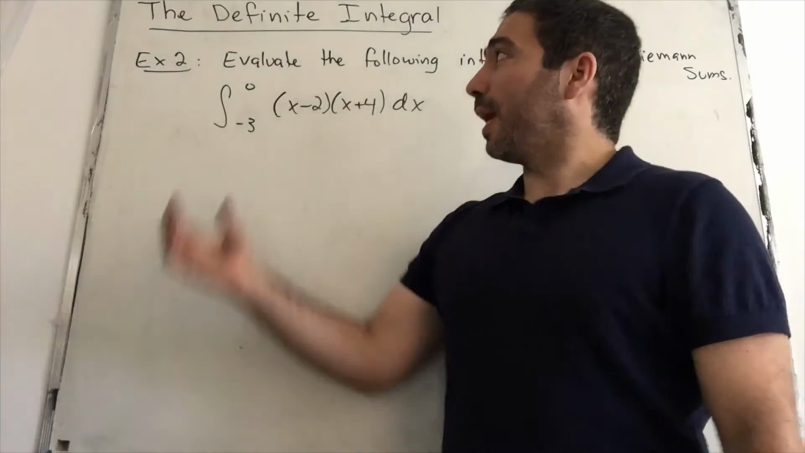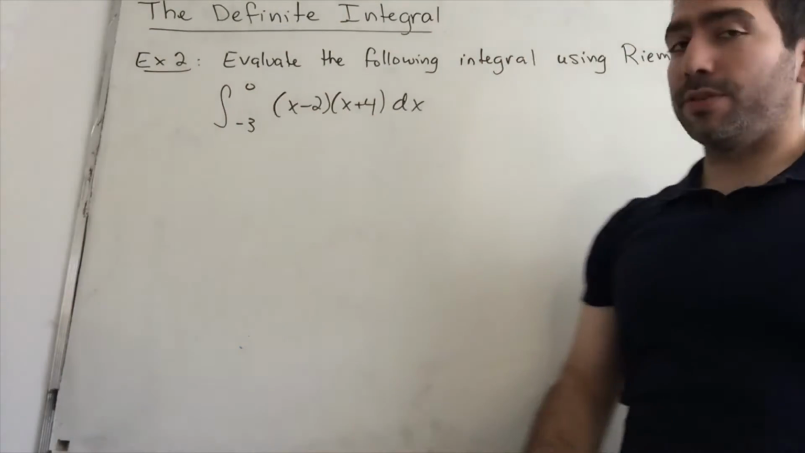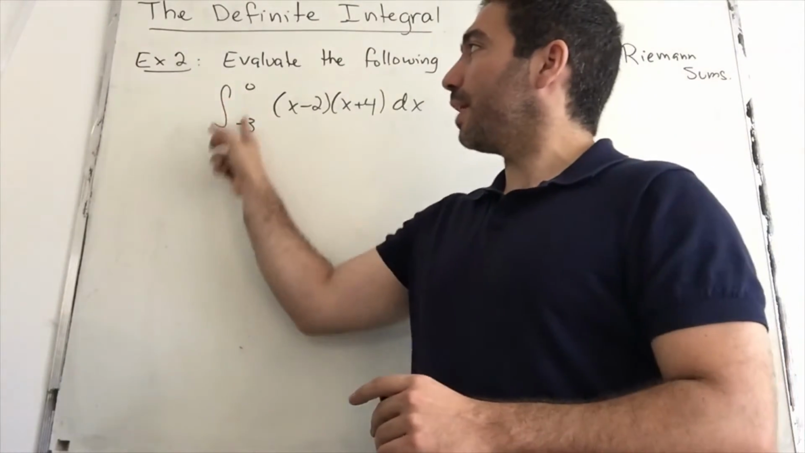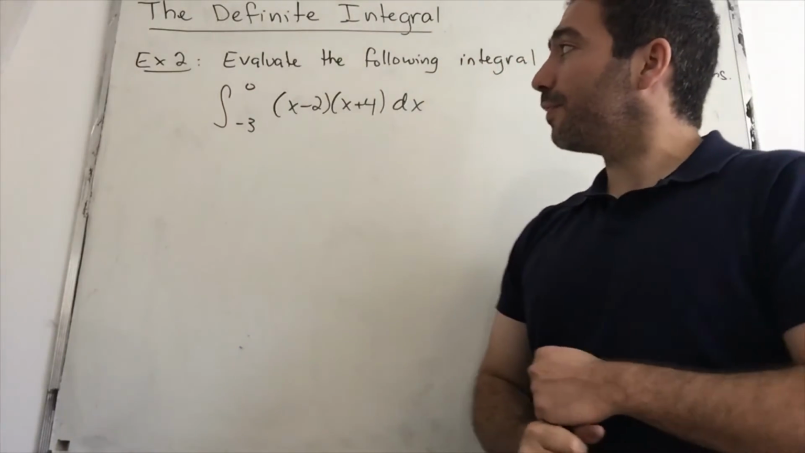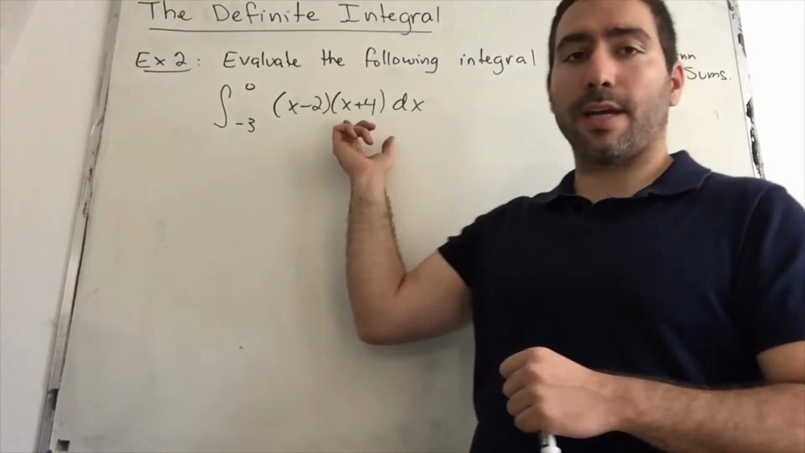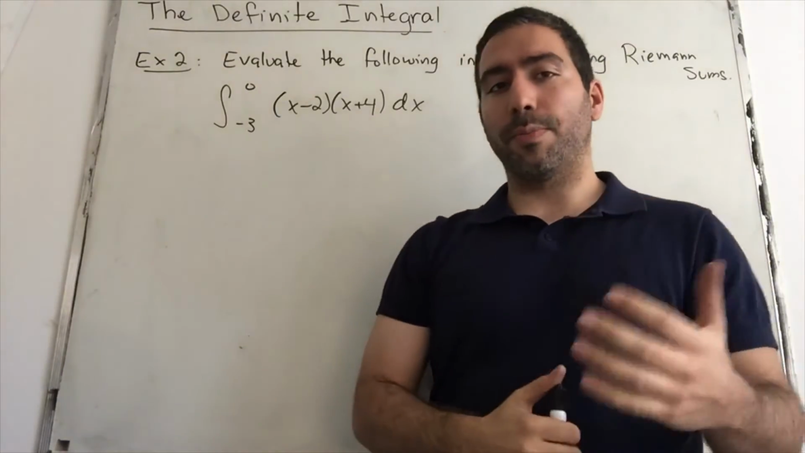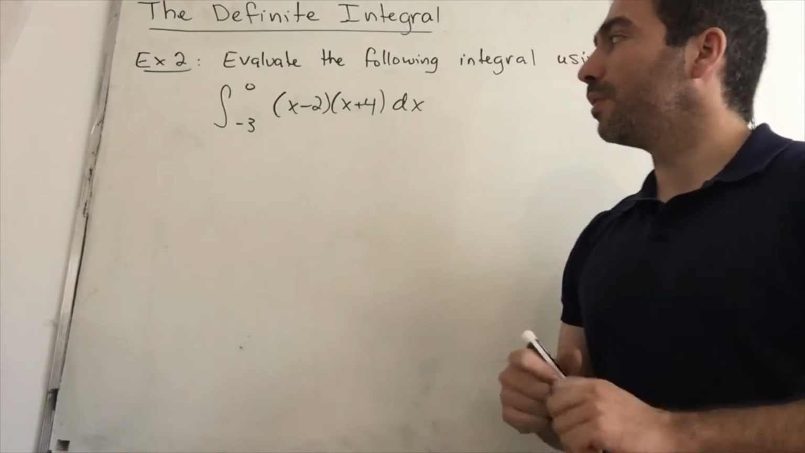So the next example that we have, again, evaluate the following integral using Riemann sums, or using the limit definition of an integral. We have the integral from -3 to 0 of x minus 2 times x plus 4 dx. So we're integrating with respect to x. So pause the video, try and see if you could do this on your own.